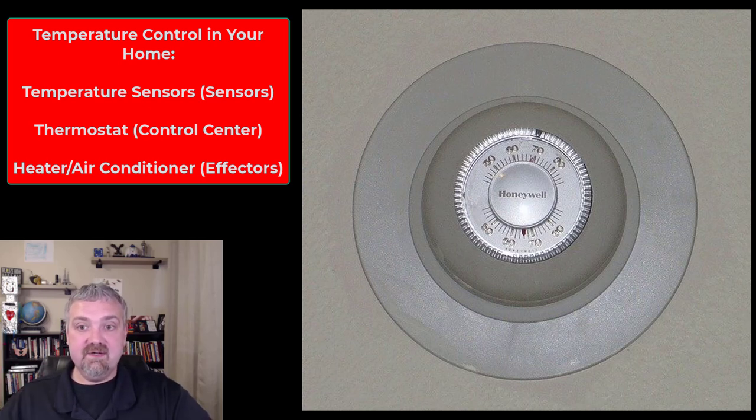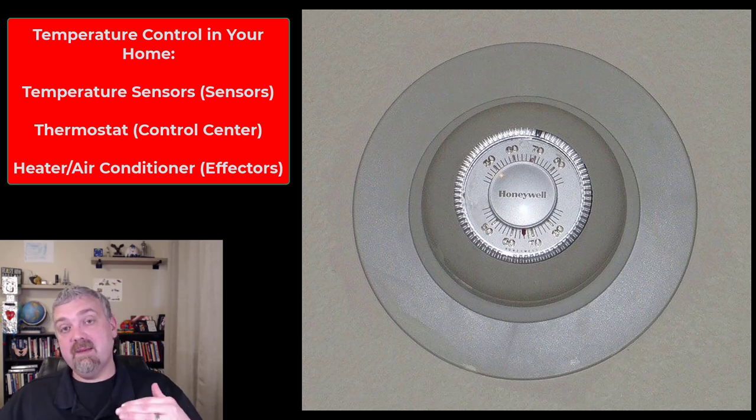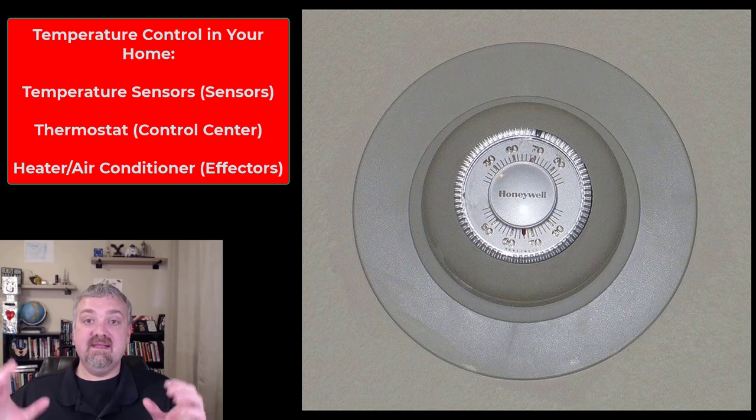Let's say it's set for 70 degrees. You've told the control center you want your home to be 70 degrees. It's more like 63 in my house, but let's say 70. The sensors are watching the temperature. If it climbs to 71 degrees, the control center says, air conditioner, bring the temperature back down to 70. If it drops to 69, 68 degrees, the control center says this temperature is too low, heater, bring it back up to 70 degrees. That's the sensor, control center, and effectors, and that's how your home maintains homeostasis, a stable environment of 70 degrees.